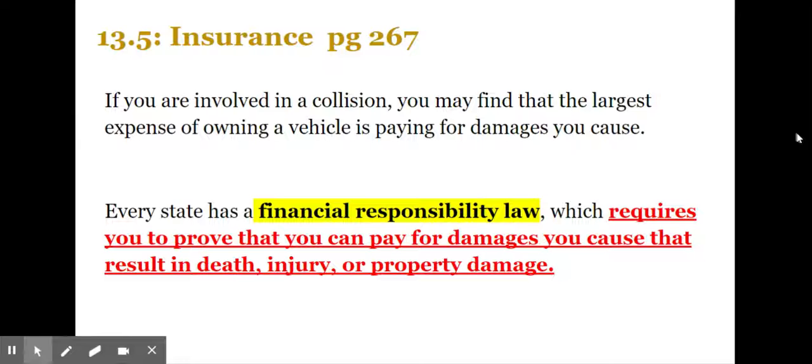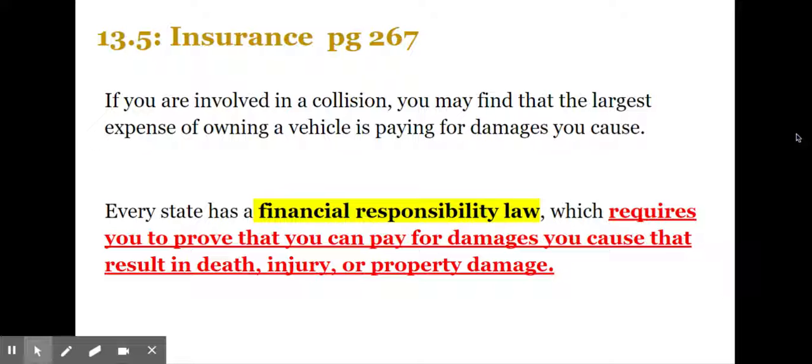Okay? So insurance is something we all need to have, right? Every state has a financial responsibility law that's going to require you to prove that you can pay for damages you cause that result in death, injury, or property damage. So, what does that mean to you? That at minimum, you need to have liability insurance that pays for someone else.